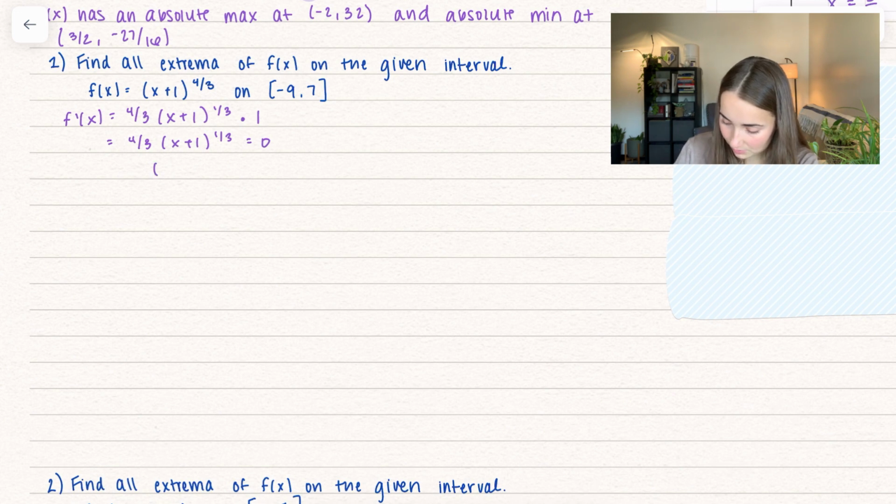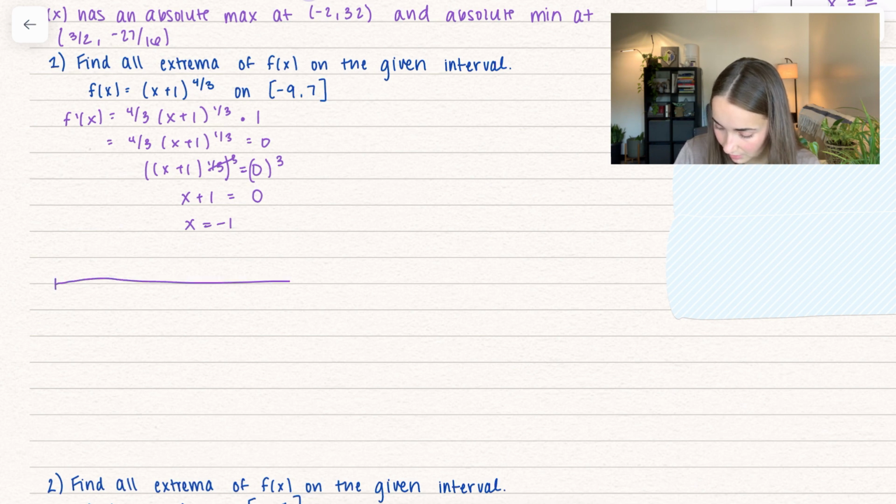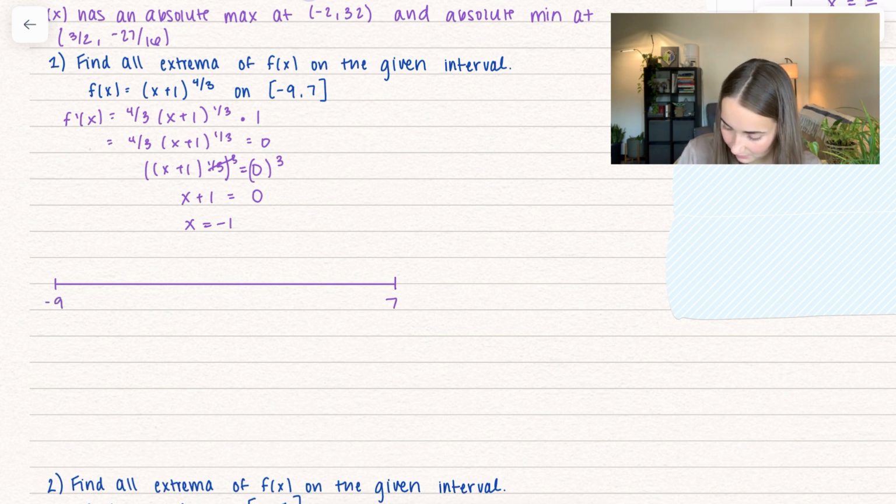I'm going to divide 4/3 over, and I get (x plus 1) to the 1/3 is equal to 0. If I cube both sides, that gets rid of the cube root. They cancel out, and so I'm left with x plus 1 is equal to 0. Subtracting 1 from both sides, I get x is equal to negative 1, and we found our critical point. So let's draw our number line, and remember that we're bounded, so we have to include our bounds here. We go up to 7, and we start at negative 9, and we have a critical value at negative 1.